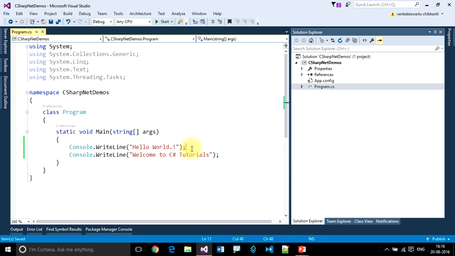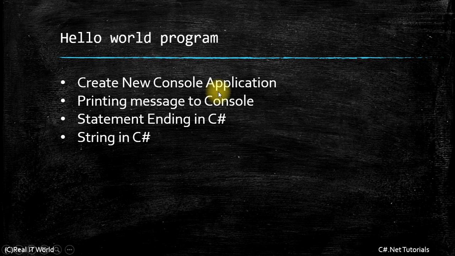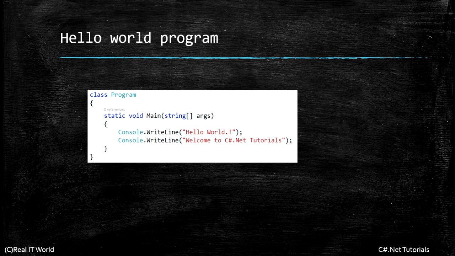So we are done. Creating a new console application is done. Printing a message to console, we wrote the message, we need to print that. Statement ending in C#, we saw that statement ending is a semicolon. What is a string in C#? We already saw that a string is a sequence of characters written inside double quotes. Then what is next? Hello world program, we wrote this exactly.